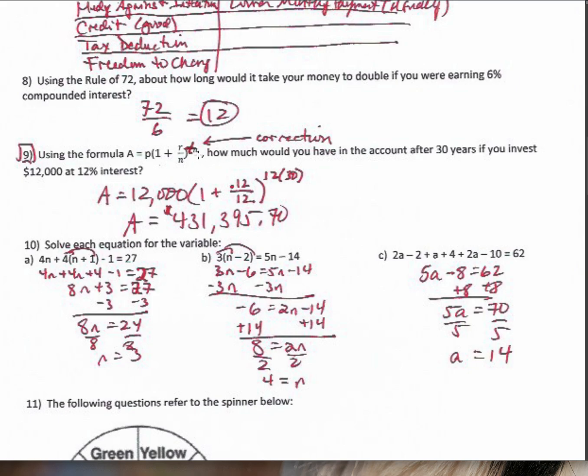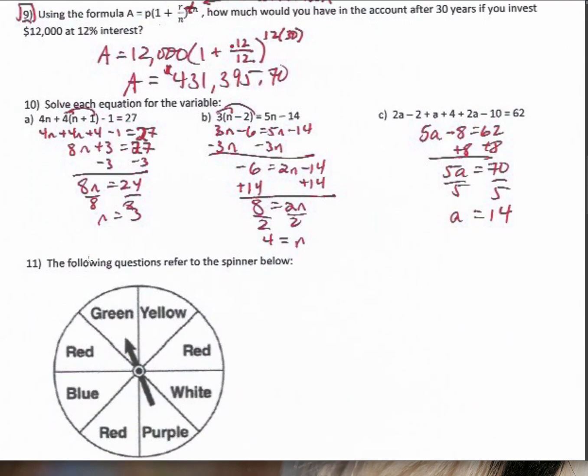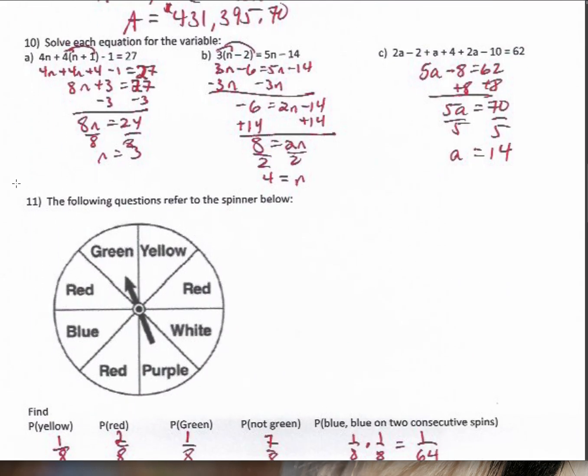Made a little problem with the formula here. It should be TN or NT in the exponent, not RN. I don't know why I typed an R, but it should be TN. Plugging it in, it's 12,000 times 1 plus 0.12 over 12 to the 12 times 30th, because you're going to leave it in there 30 years. These 12s will always match. And the time is what goes here. That's what the T is for. Put it in your calculator. You'll get $431,395.70.